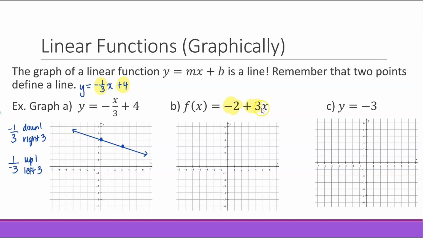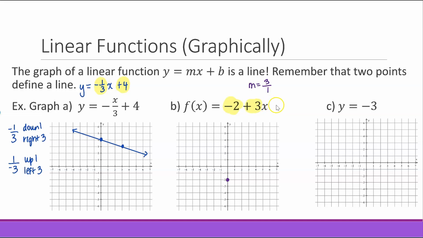So I'm going to go ahead and plot my y-intercept. Again, that's on the y-axis up and down. So I'm going to plot it at -2. And then to find a second point, I want to apply the slope. So the slope here is m equals 3.